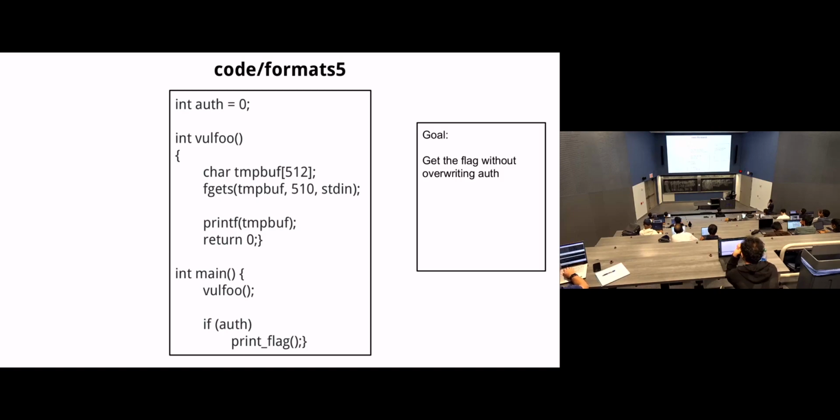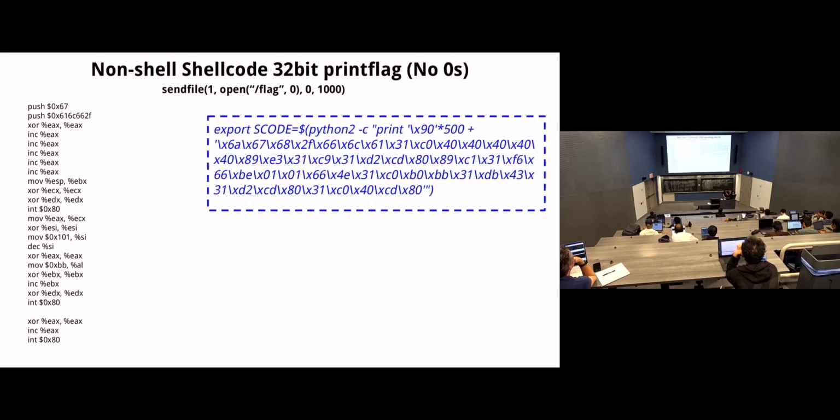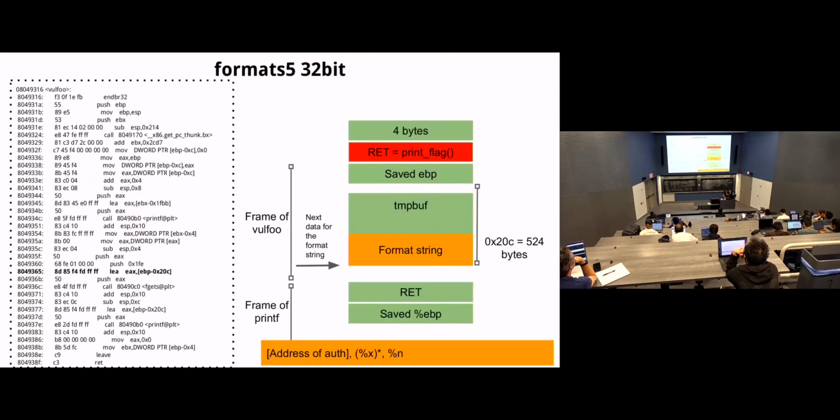So then we will need to know where that is. We use %n, but we need to know where that is, right? So this is the idea. We are going to overwrite the return address of valfoo on the valfoo stack frame, and we change that to print flag.